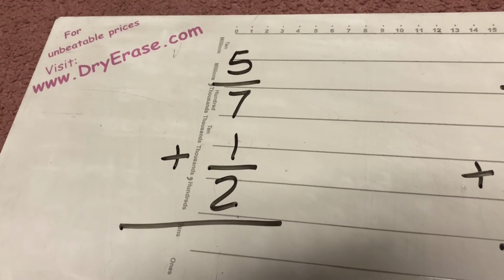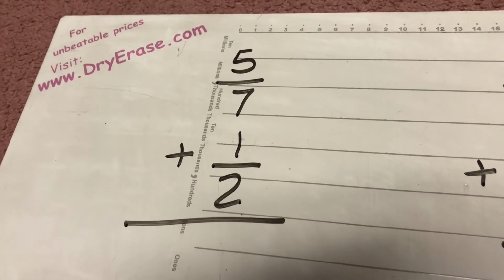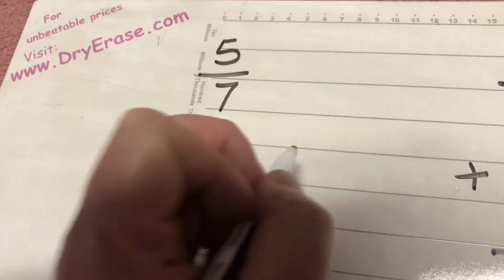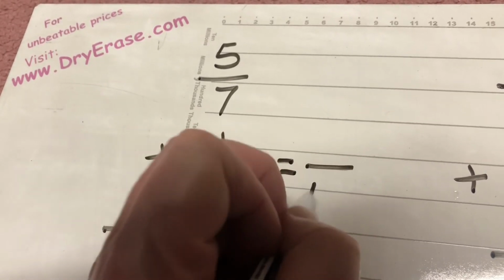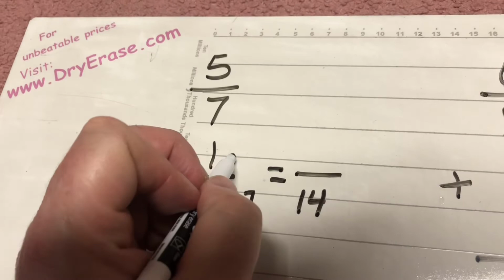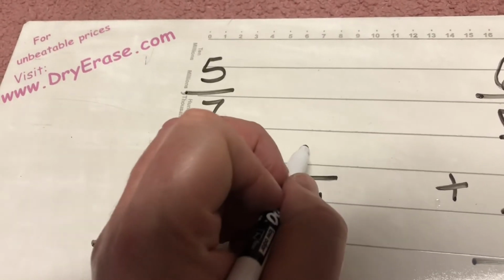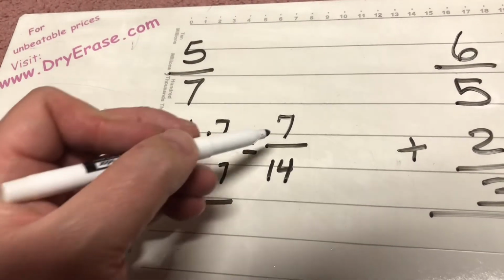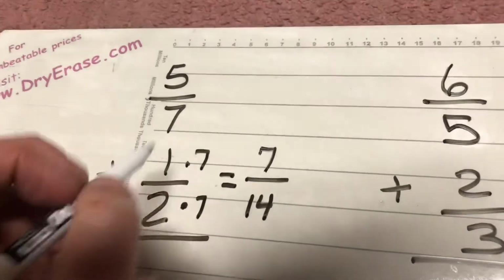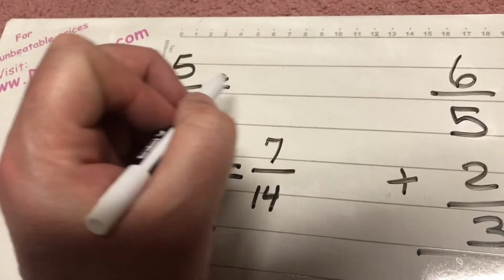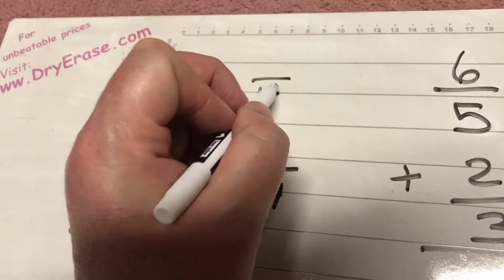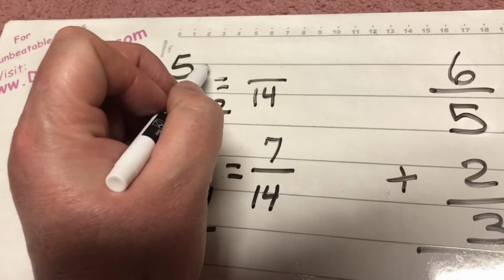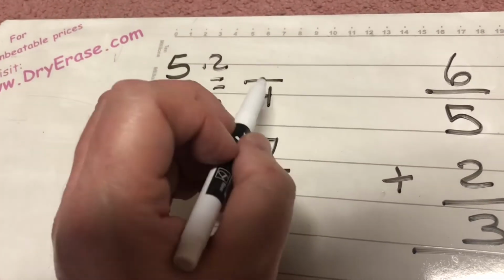7 times 2 is 14, and I know that 14 will work because 2 times 7 makes 14. So I have to do 1 times 7 to get this number here, and that's 7. And that makes sense, because just like 1 is half of 2, 7 is half of 14. Well, since I'm using 14, I have to change this one too to 14, and it's 7 times 2 to get 14, so I have to do 5 times 2 to get this number here.